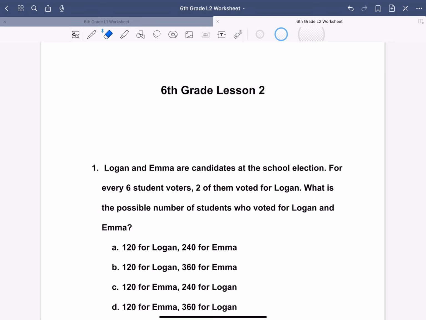Get started. So, number 1. Logan and Emma are candidates for the school election. For every 6 student voters, 2 of them voted for Logan. What is the possible number of students who voted for Logan and Emma?